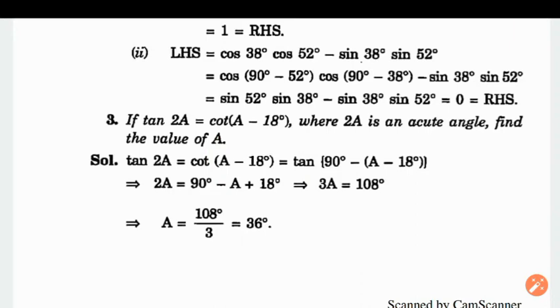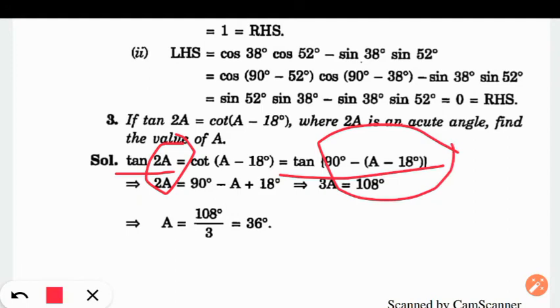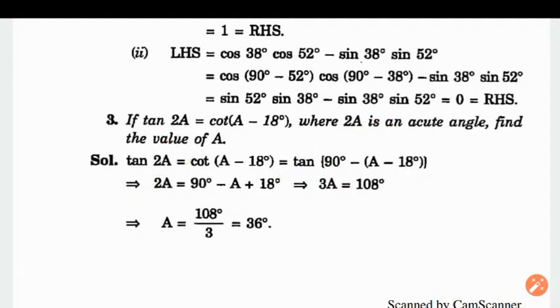Now see, by comparing both sides, we can say 2A is equal to this. Now A on one side, 3A is equal to this, and A is equal to 36 degrees. Okay. So in this type of question, we need to change any one of them.